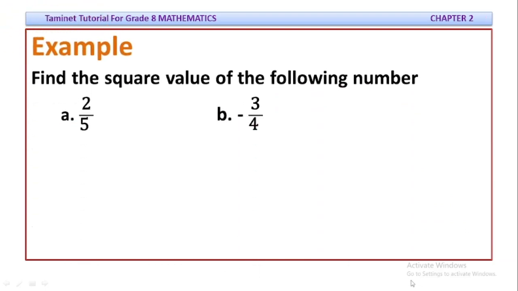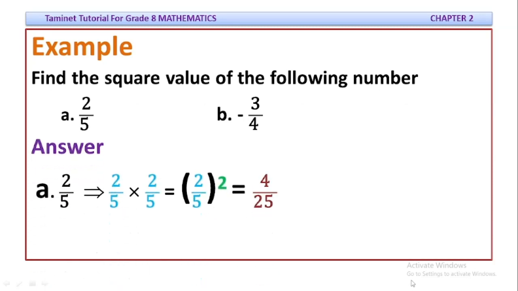Another example, find the square value of the following numbers. These numbers are fractions. So based on the definition, we can determine the square of the given number. This is 2 over 5. Multiplying 2 over 5 by itself, we get 2 over 5 to the power of 2, or the square of 2 over 5. The square of 2 over 5 is equivalent to squaring both the numerator and denominator. 4 over 25 is the square of 2 over 5.